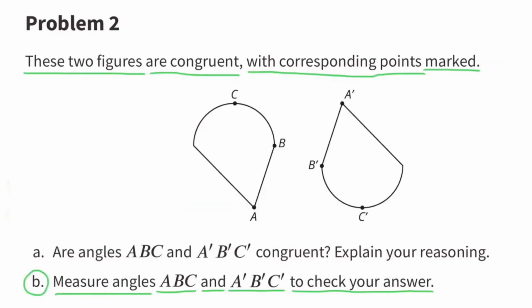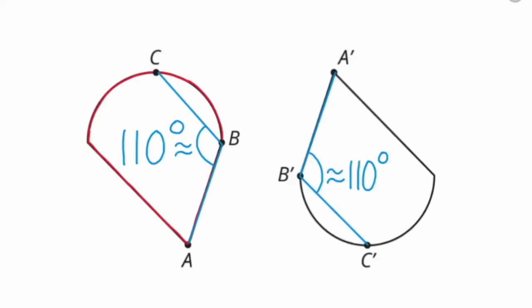B. Measure angles A, B, C, and A', B', C' to check your answer. You can use a protractor to measure these angles, and both of them measure just about 110 degrees. And since they have the same measure, angles A, B, C, and angles A', B', C' are congruent.